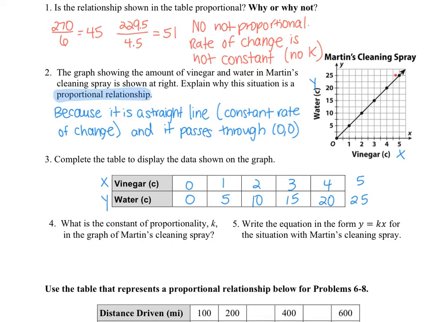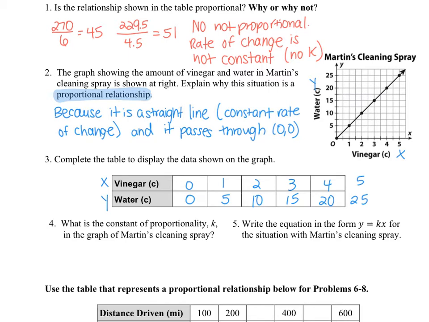Right here, 5, 25. So remember, our scales aren't the same. This one is actually going up by halves. This is a half, a half, a half. And then our y-axis is actually going up by 2.5 because this is 5. So half of that would be 2.5. So be careful when you're reading your scales as well. So that's the table to show the data in the graph.